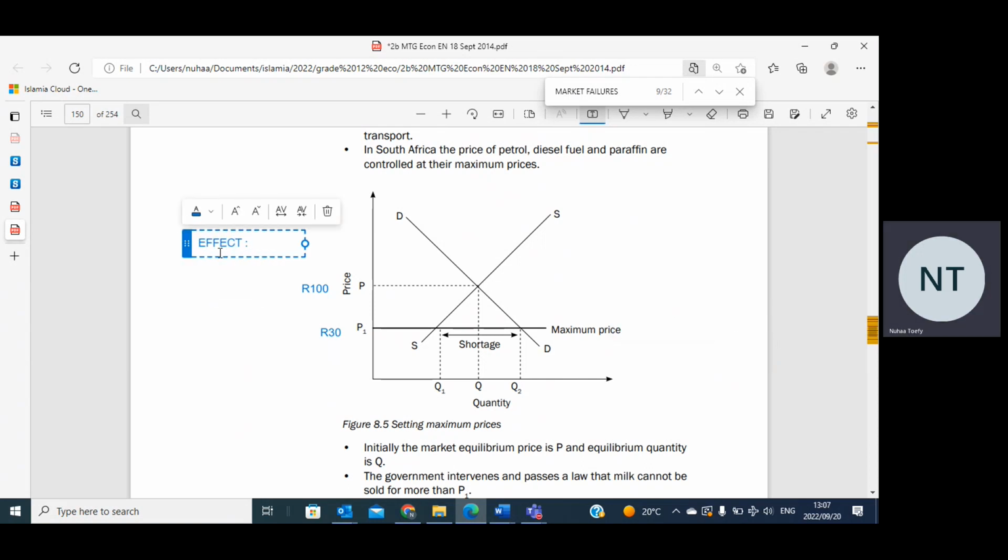Because businesses want to make a lot of profit, right? So the effect is that you will see here, the supply is quantity one. So the supply is less. Here's the supply and the demand. Supply is here, demand is here. So supply is less than demand. And what does that mean?